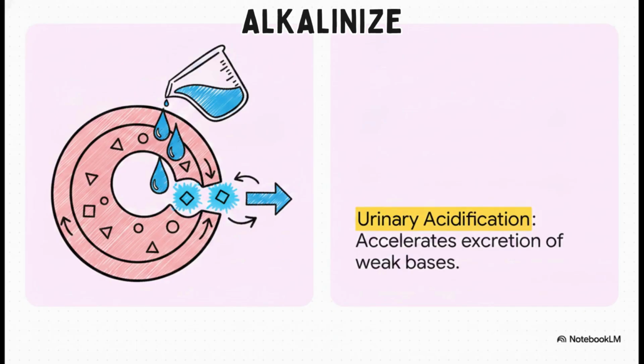If you deliberately alkalinize their urine using sodium bicarbonate, you massively accelerate the excretion of that acid. Why? Because that alkaline environment favors the charged, ionized form of the drug. It basically traps it in the urine so it absolutely cannot diffuse back into the blood. The exact same logic applies in reverse. Acidifying the urine traps weak bases. It's an incredibly elegant clinical trick.